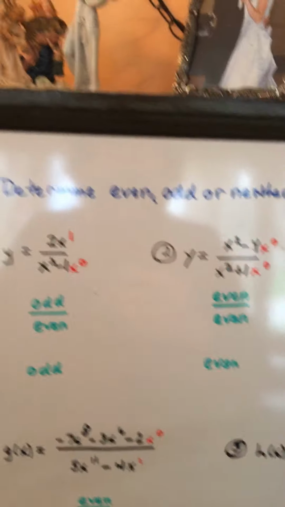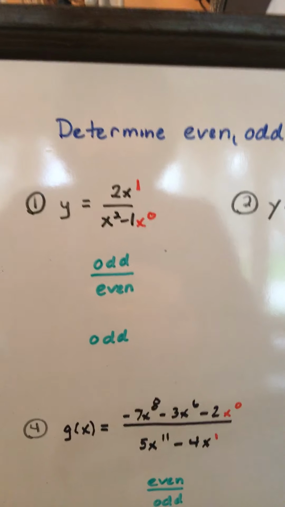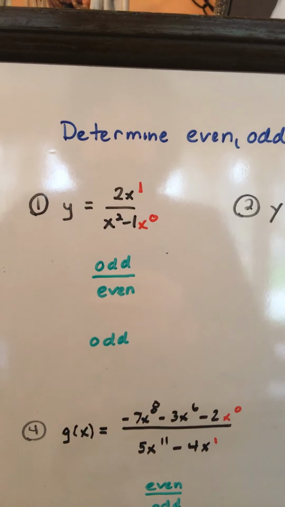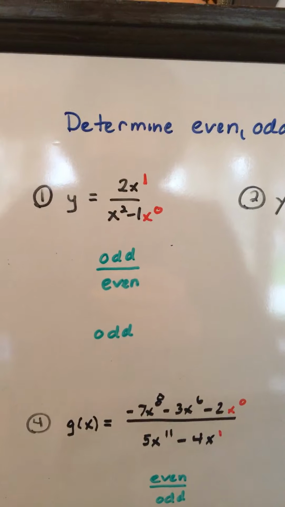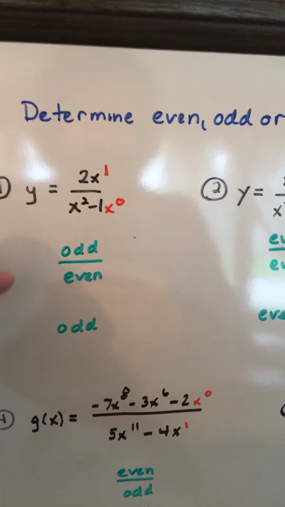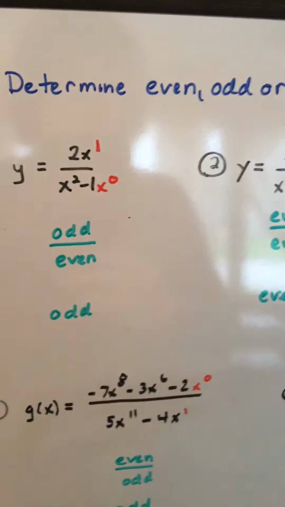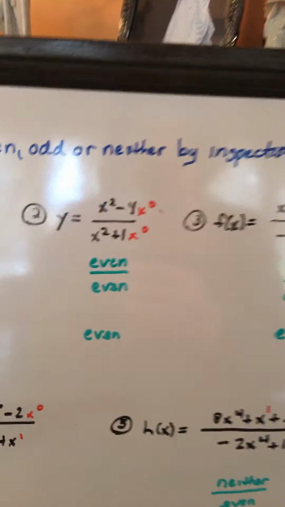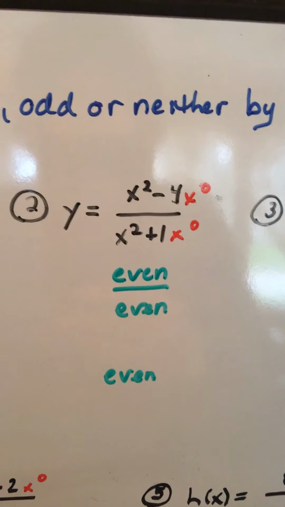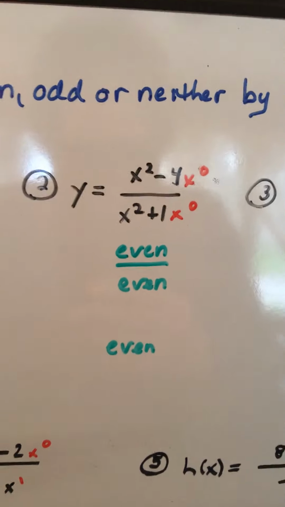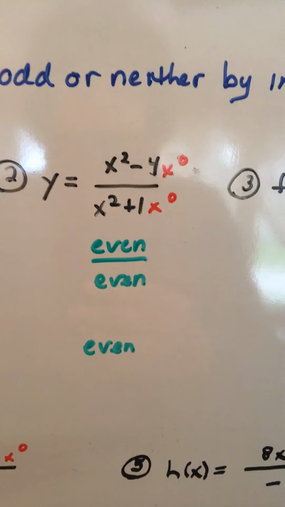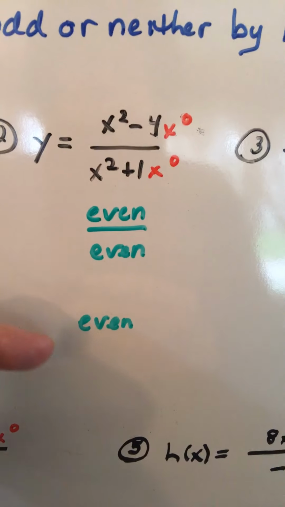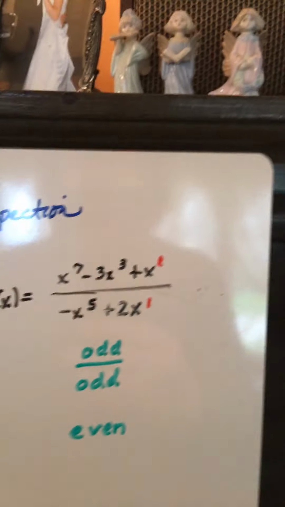So let's look at some examples. Determining by inspection. Oh, my numerator is odd, my denominator is even. Negative over positive is negative, so it stays odd. By inspection, my numerator is even, my denominator is even, and even over even is even. Plus over plus stays plus.